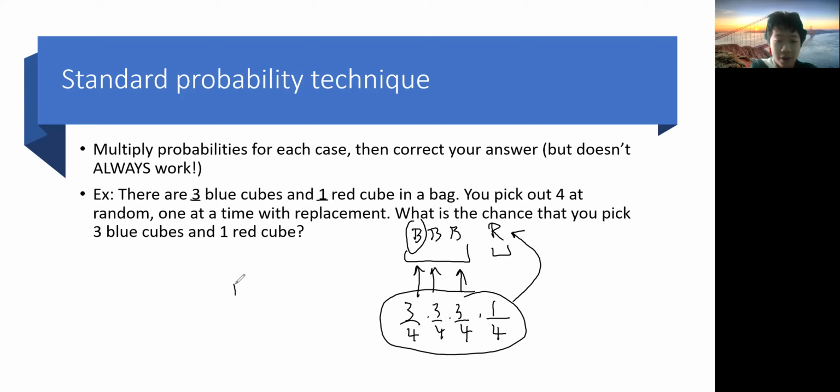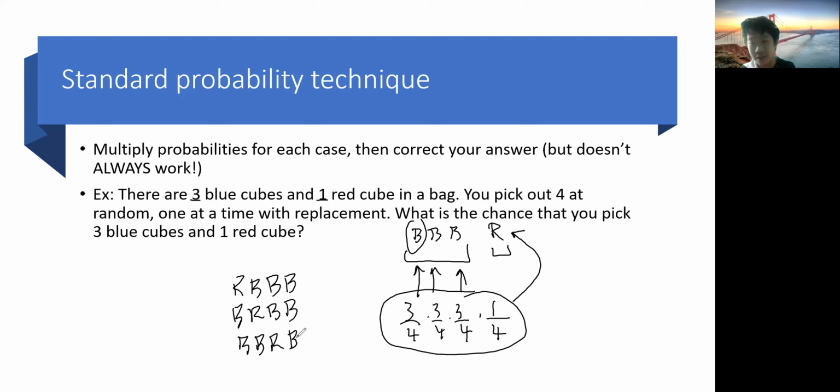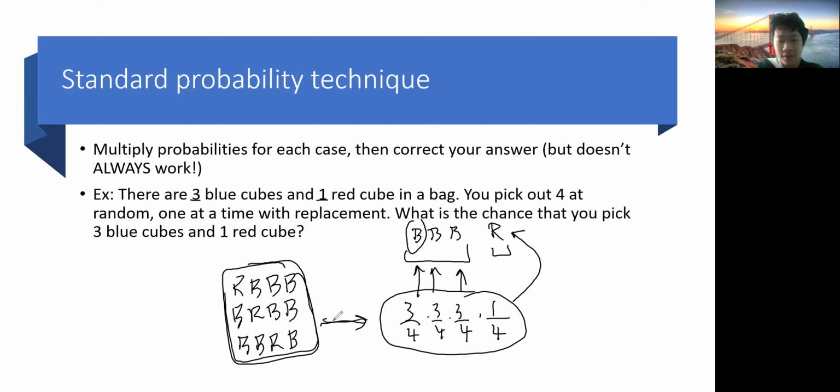But we could also have red, blue, blue, blue. We could have blue, red, blue, blue. We could have blue, blue, red, blue, right? We can arrange these in multiple ways. And each of these has the same probability because there are 3 blues, each with a 3/4 chance of happening, and 1 red, with a 1/4 chance of happening. So we have lots of these arrangements with the same probability. We just need to multiply this value to fix our answer. This is the part about correcting our answer. We have to multiply by the number of orders of red and blue cubes we can have.